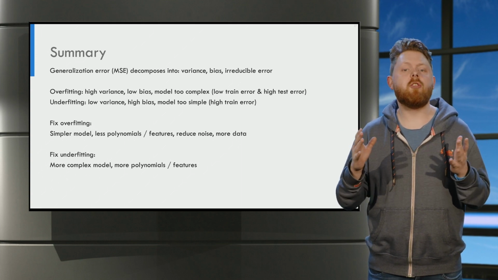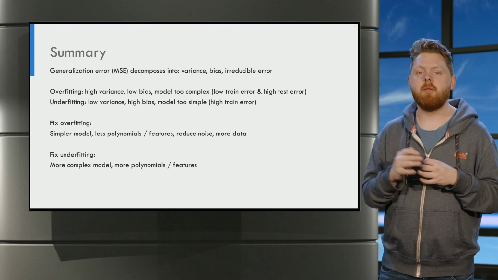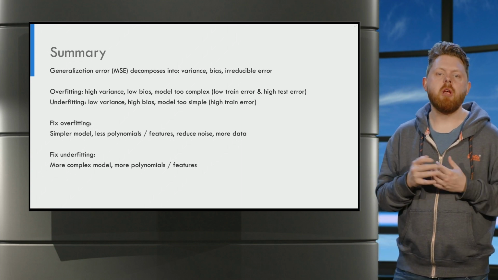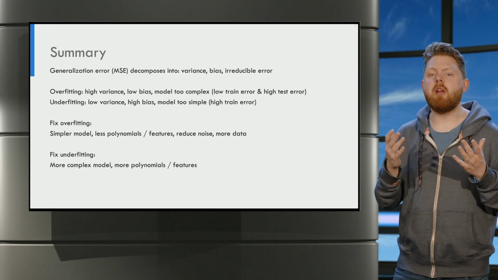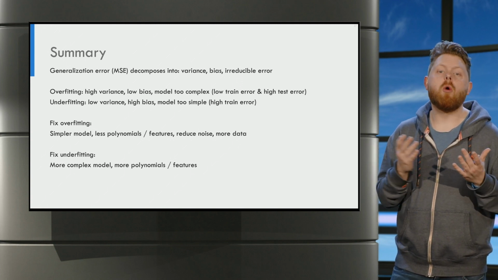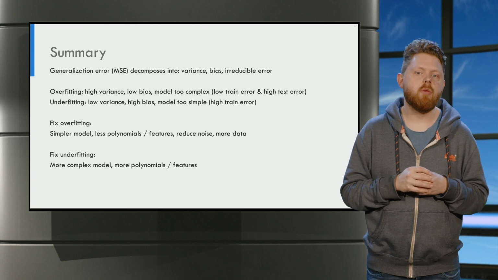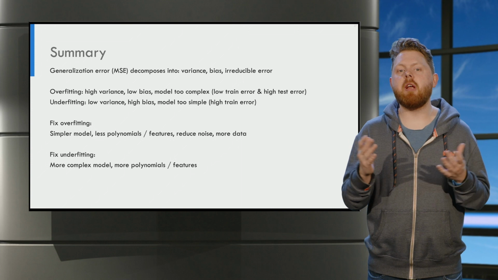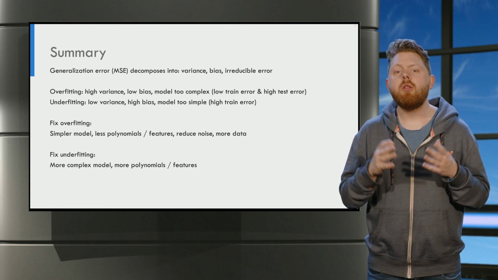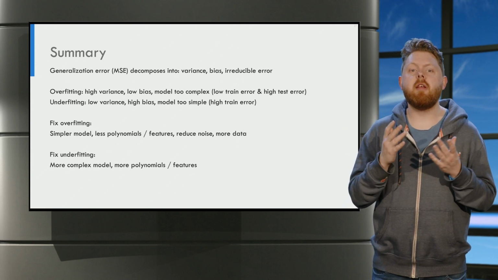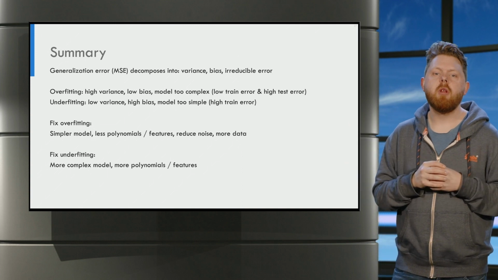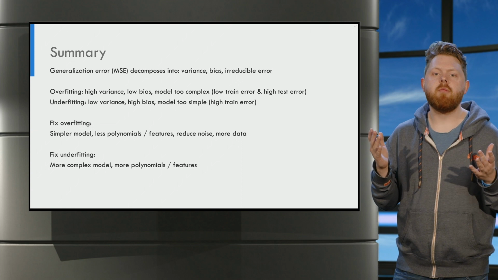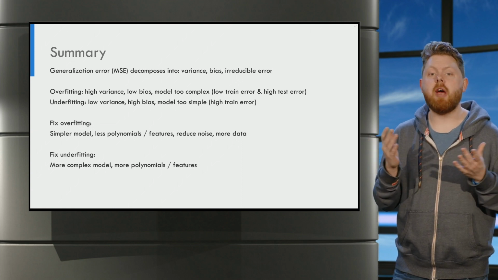We have also discussed several solutions to fix overfitting. First of all, we can switch to a simpler model. This can be accomplished by using less polynomial features or less features in general. We can also try to reduce the noise in our data or add more training data. To fix underfitting, we instead need a more complex model. This can be accomplished by using polynomials with a higher degree. Or we can also try to add more features.